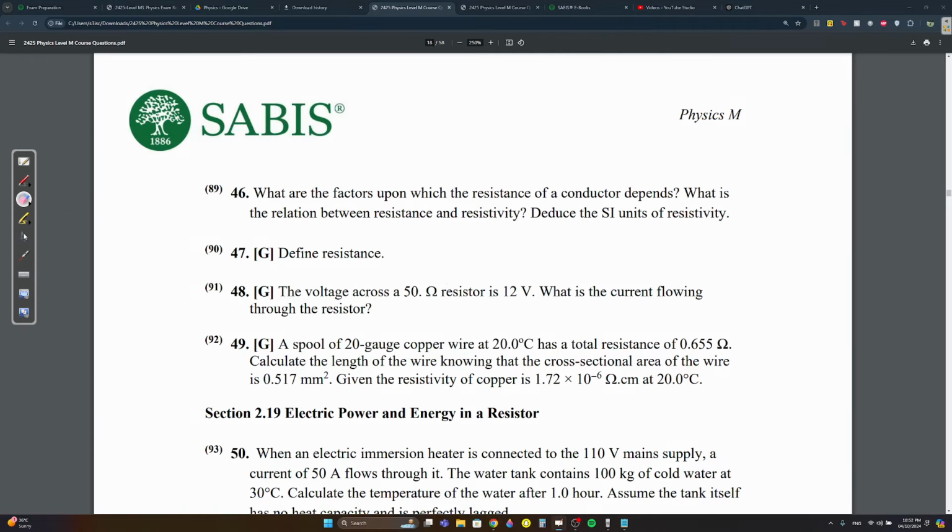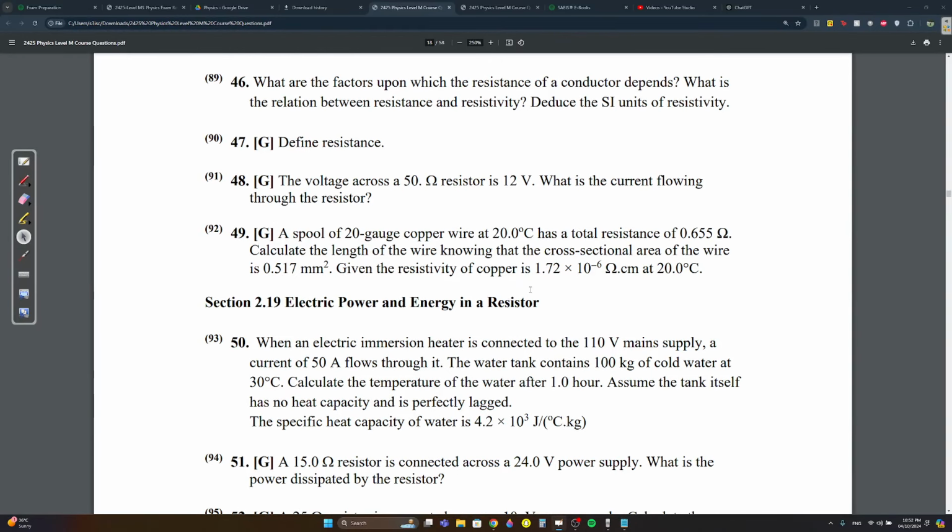Last question for today. A spool of 20 gauge copper wire at 20 degrees Celsius has this resistance. Calculate the length of the wire knowing that the cross-sectional area is this, given the resistivity. Okay, this is a nice question. Actually, I won't take it. Well, let me just solve it.